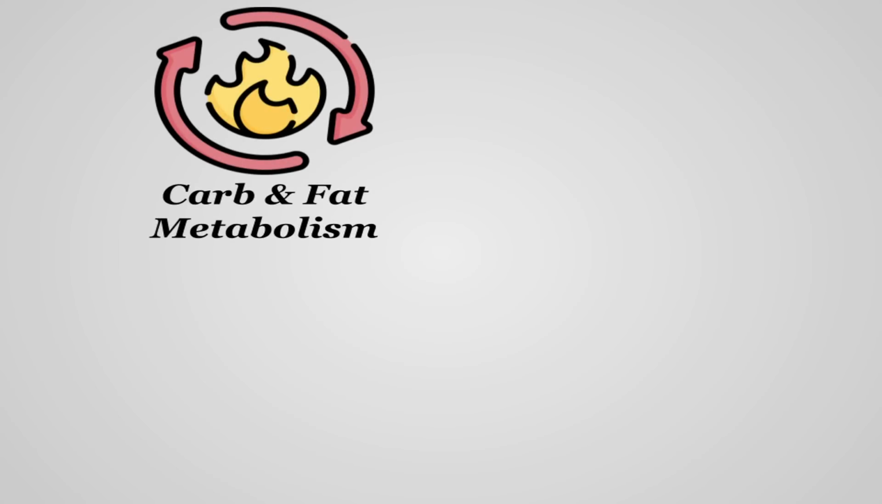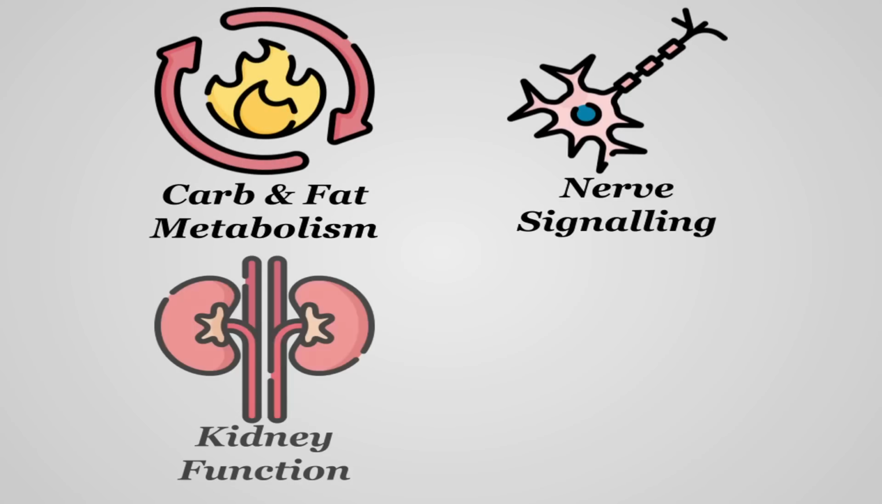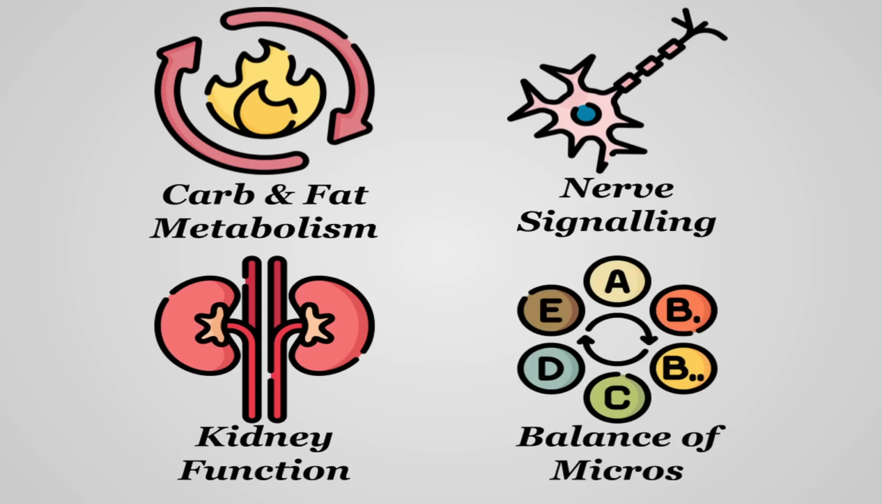And phosphorus also plays a role in carbohydrate and fat metabolism, nerve signaling, kidney function, maintaining balance of certain micronutrients, including vitamin D, iron, magnesium, and zinc, and much more. Phosphorus is very prominent in the body, and it's used for a lot. Due to having so many functions in the body, and with as much as it's constantly needed, it is recommended to consume adequate amounts of phosphorus daily.